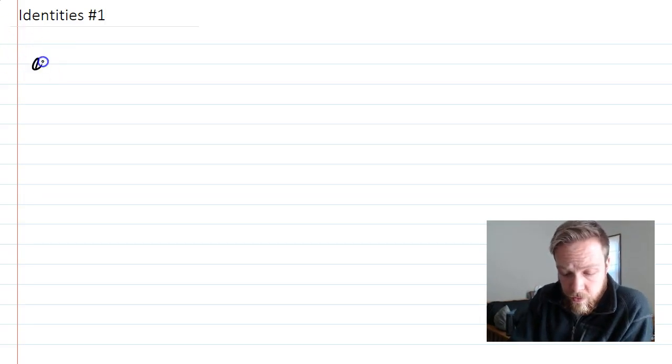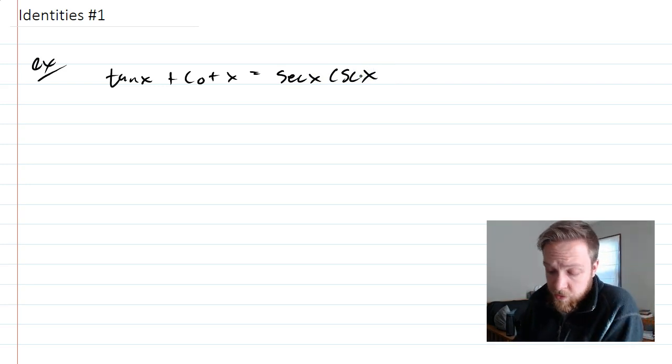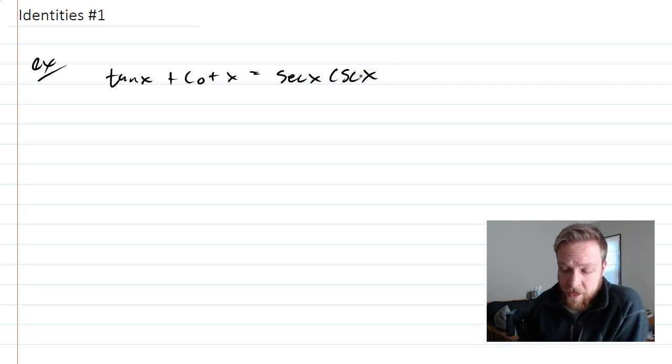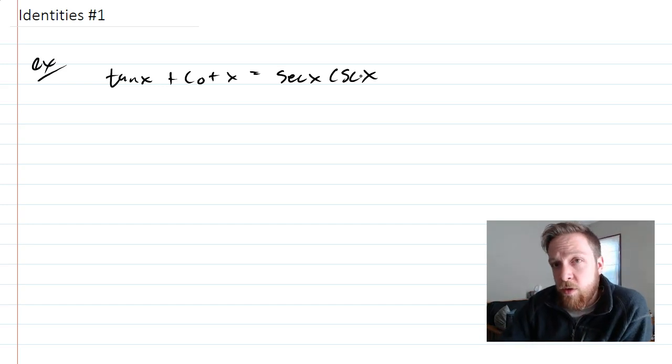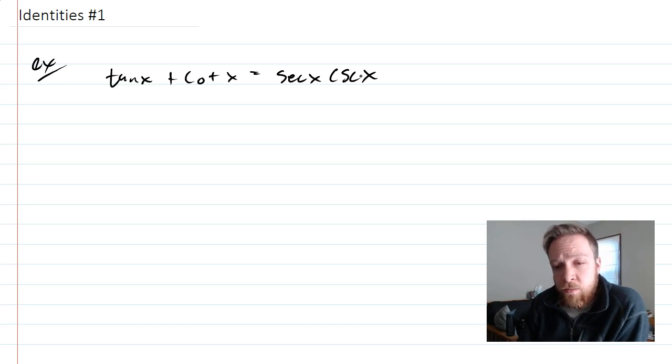So, my first example here. We are going to show that tangent of x plus cotangent of x is the same as secant of x cosecant of x. So this is very similar to simplifying, except in this case, they tell us where we should end up. And so there are a few rules that you can always kind of go with to help guide you through this. But in general, identities are really difficult because sometimes you have no idea where to go.